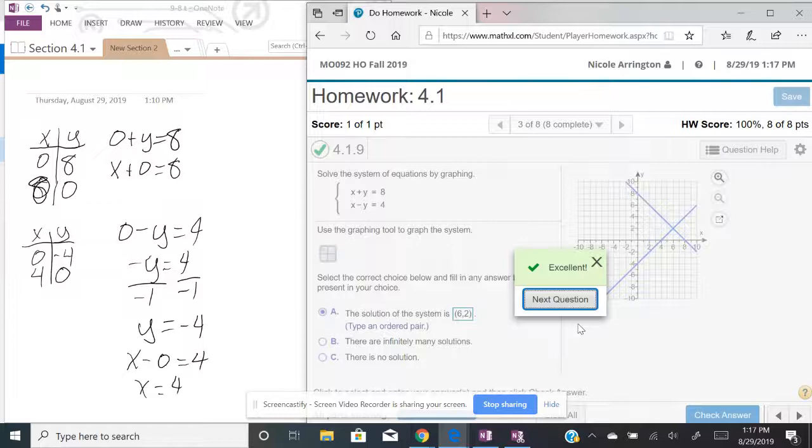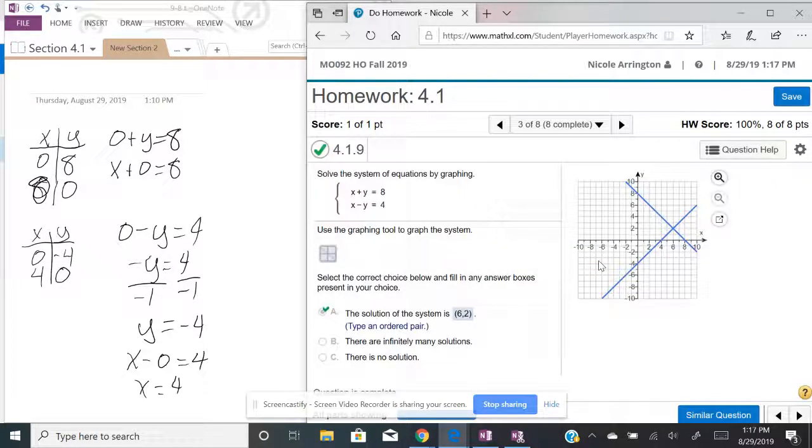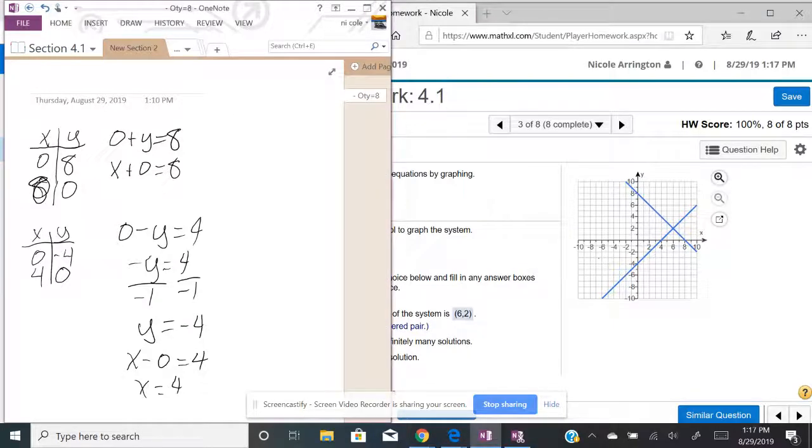Okay, but get in the habit of taking that 6, comma 2 and checking it in both equations. So go over here and do 6 plus 2, is that equal to 8? Check. Is 6 minus 2 equal to 4? Check. Okay, so make sure you check those. When it comes to the test, you won't have this check to make sure you graphed it correctly. So the way to tell you that you graphed correctly is by this check over here.